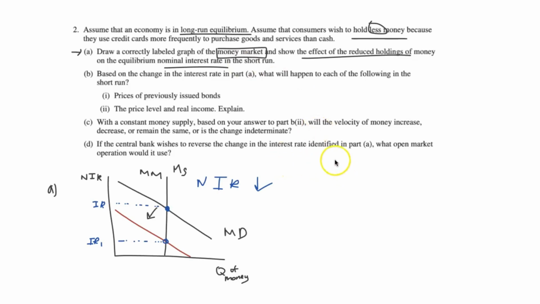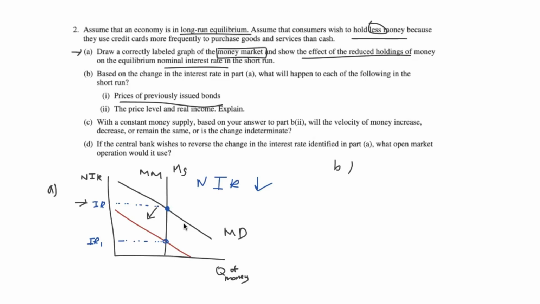So B says, based on the change in the interest rate in part A, what will happen to each of the following in the short run? First, what will happen to the price of previously issued bonds? Okay, so this is an interesting one. Basically, what's going to happen is people before bought bonds, right, at a certain interest rate. I'm going to assume that it's going to be at this equilibrium interest rate, right? So you get a set percentage return on those bonds, right?